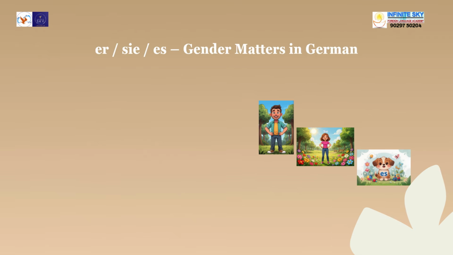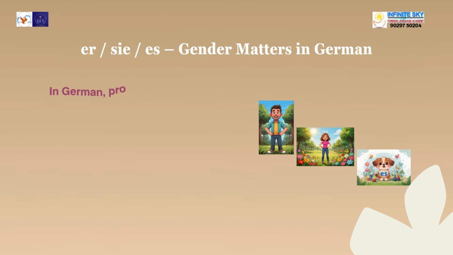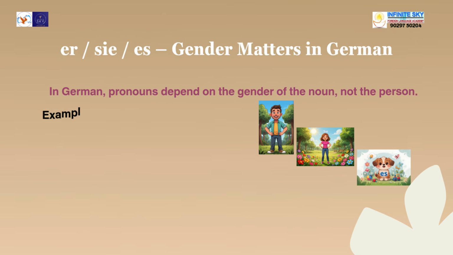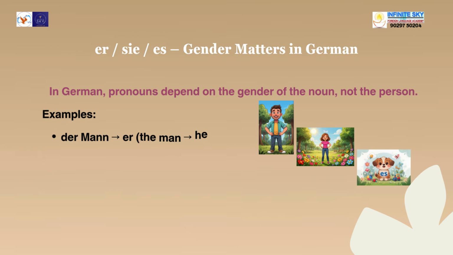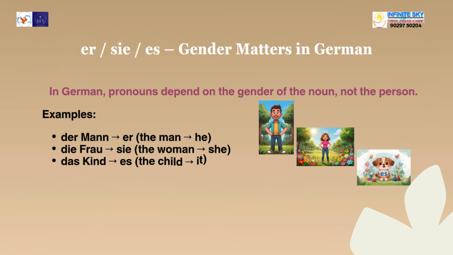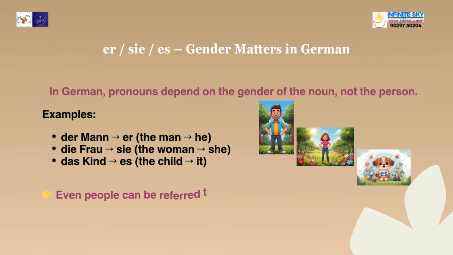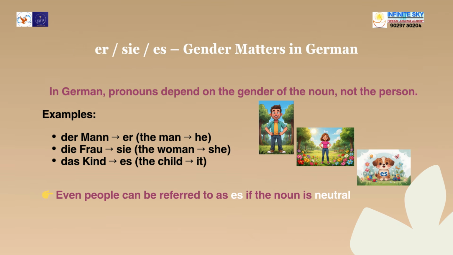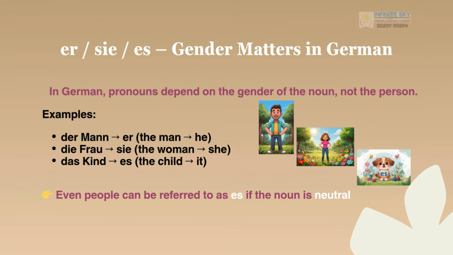Now here is something very special about German. Pronouns depend on the gender of the noun, not the person. For instance, der Mann becomes er, die Frau becomes sie, das Kind becomes es. Yes, even a child can be referred to as es because Kind is a neutral noun. This may sound strange at first, but it's completely normal in German.